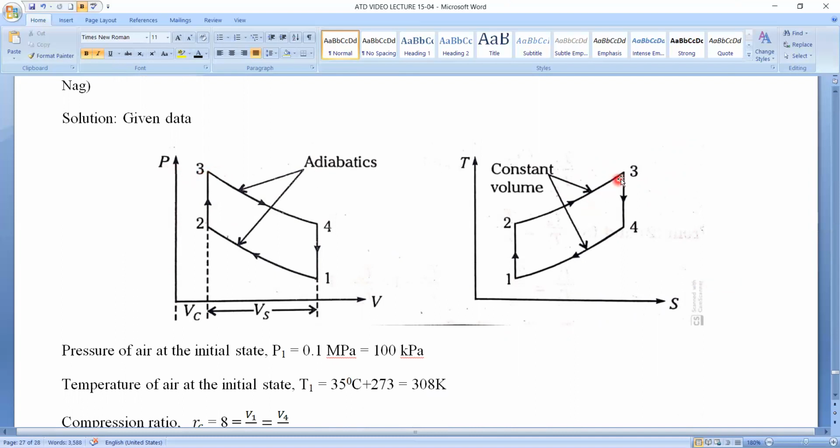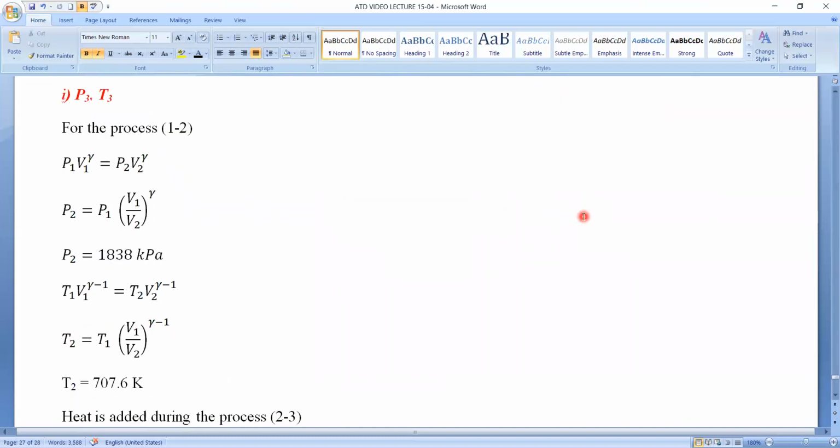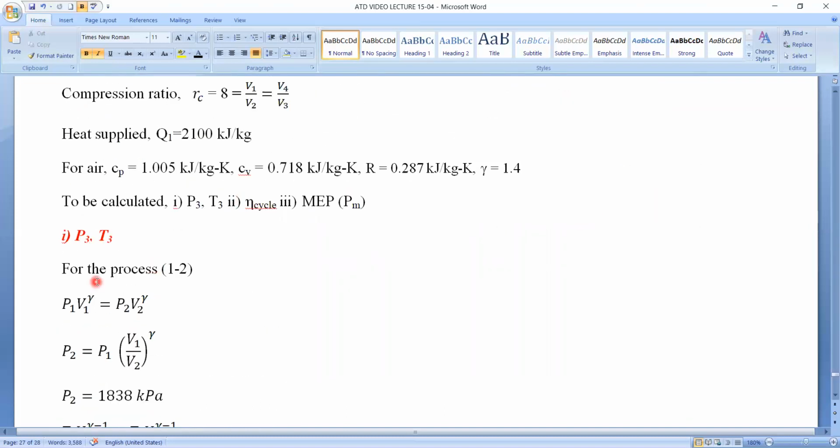Similarly, on the TS coordinates, T3 is the peak value of temperature, that is Tmax. So Tmax equals T3. So in the first bit, we need to get the value of P3 and T3. Now for which we know the PV relationship for the adiabatic process.